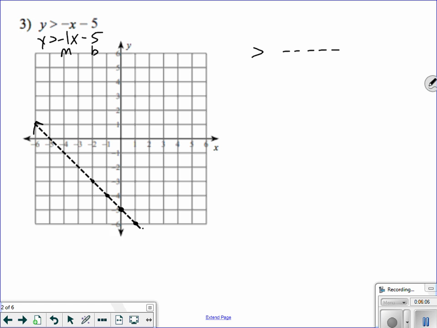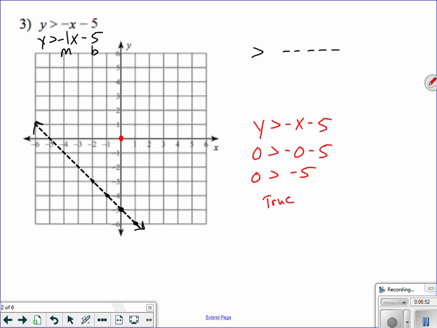Again, we should have arrows on the end because this does continue. Okay, so now, again, I need to know which side of this line I should shade. So, again, 0, 0 is a nice, easy point to pick because zeros are easy numbers to work with. So right now my equation is y is greater than negative x minus 5. So I'm going to put a 0 in for y. I'm going to put a 0 in for x. Okay, so this ends up being 0 greater than negative 5. Okay, now that is true.